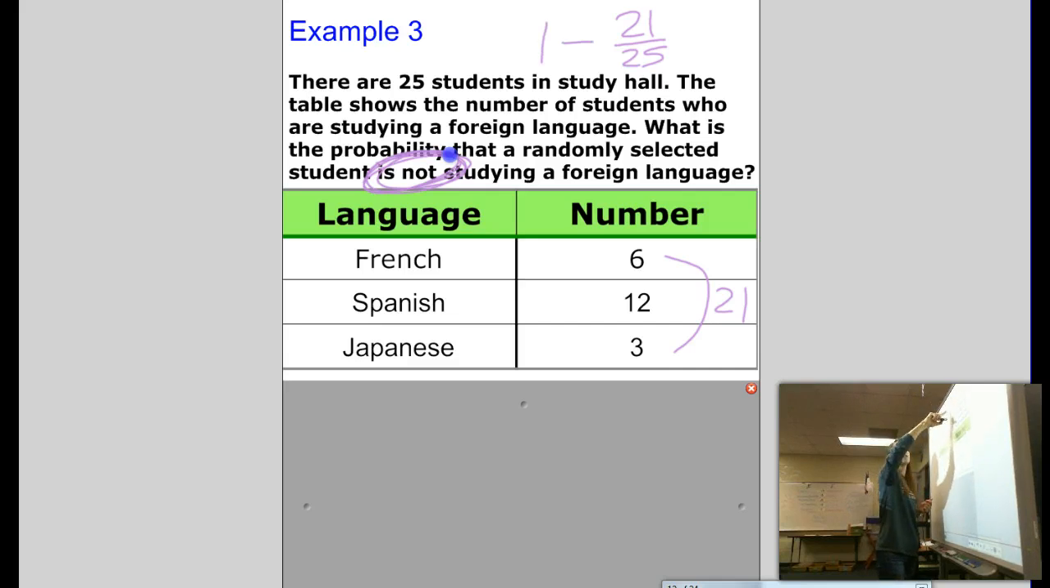So I subtract it from 1. You should write this down in your notes because you're going to forget how to do this and you're going to need to look at it again. 1 minus the probability that it does happen. 1 minus 21 out of 25. You don't even have to use parentheses on this one. It's pretty cool.